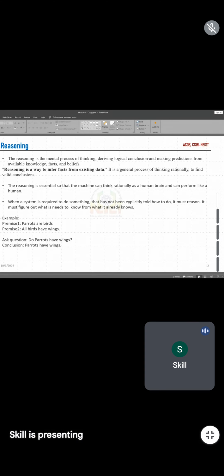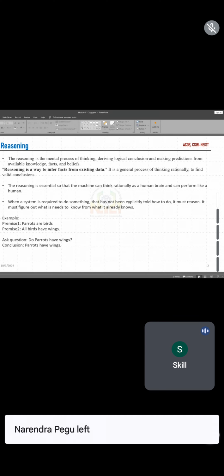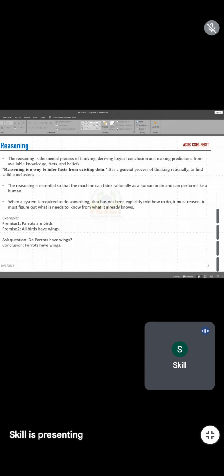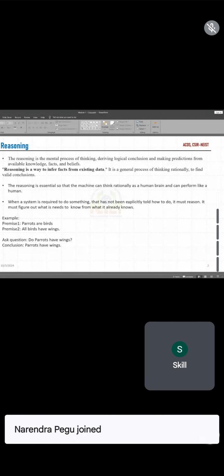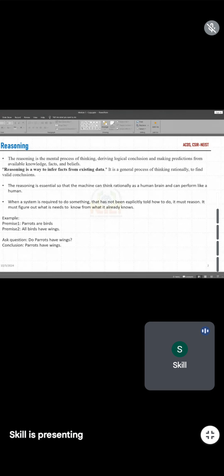The first premise is telling that parrots are birds, and the second premise is telling that all birds have wings. So if we are asking the question, do parrots have wings? Then we can conclude that parrots have wings. So from here we have the statements that we are considering as the data we are having. From that data we can conclude, and we can have questions based upon that data also. So for that question we can have our conclusions.